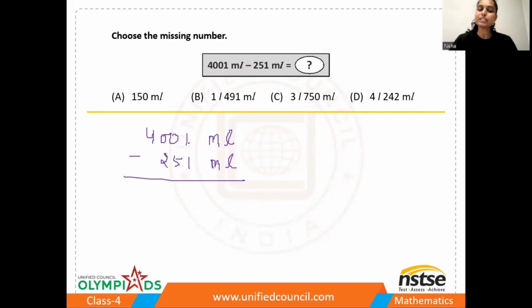So if I subtract these two numbers, then 1 minus 1 is 0, right? So you will take a carry from here. So this becomes 10 minus 5, this is 5, right? And this becomes 7 and this becomes 3. So this is 3750 ml. 3750 ml. That means option C is the right answer.